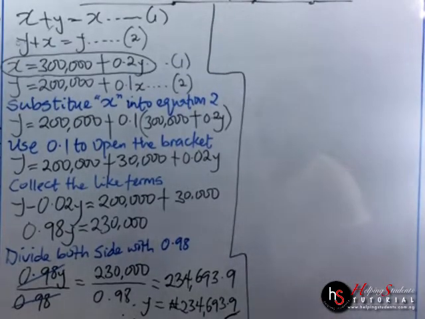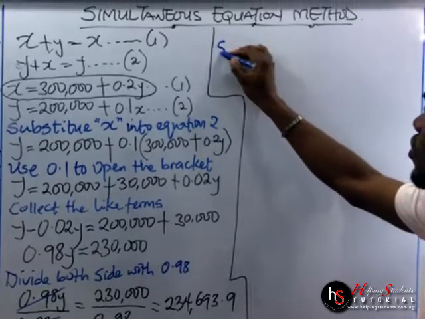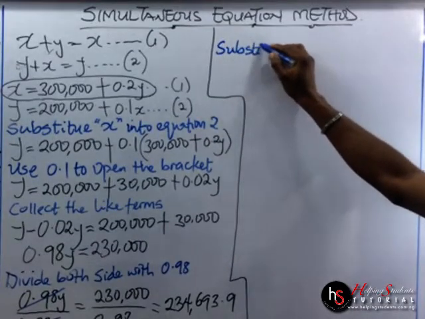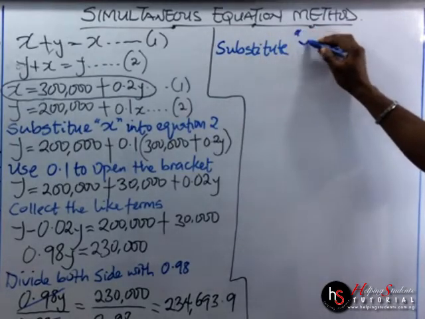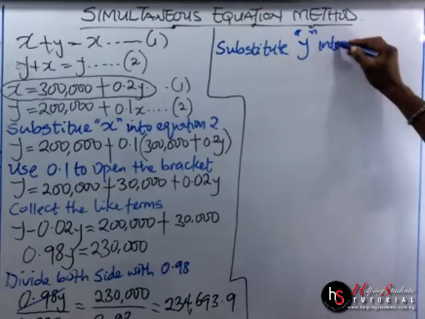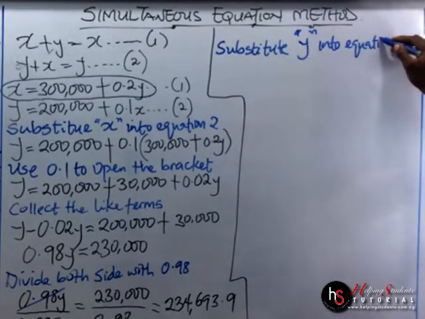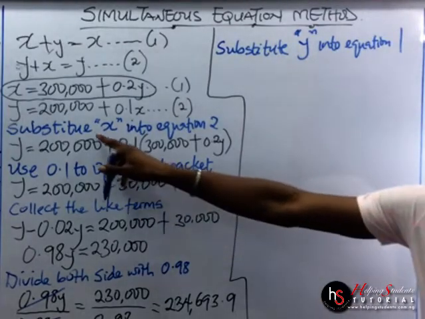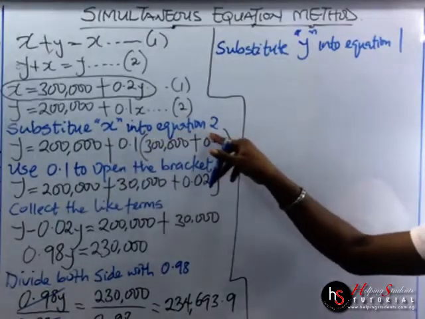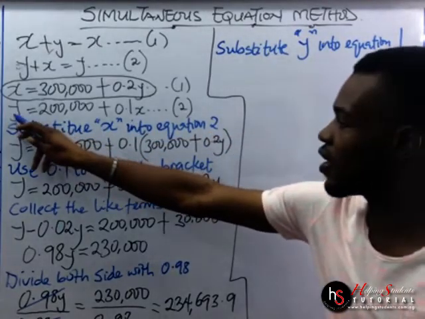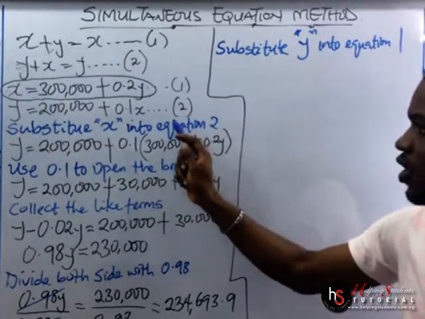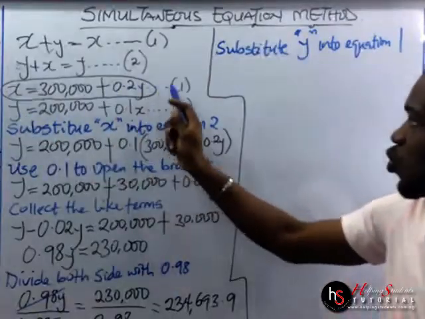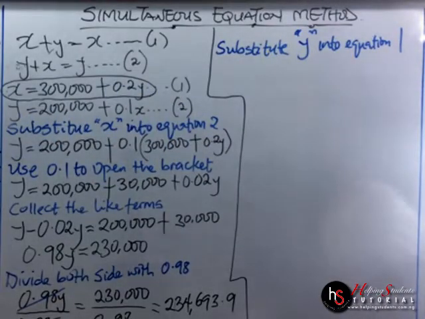So let's continue again. We say substitute y into equation 1. As we did here, substitute x into equation 2. So now it will be substitute y into equation 1. Okay? This was substitute x into equation 2. The second one is substitute y into equation 1. So what is the equation? What is the value we have there?